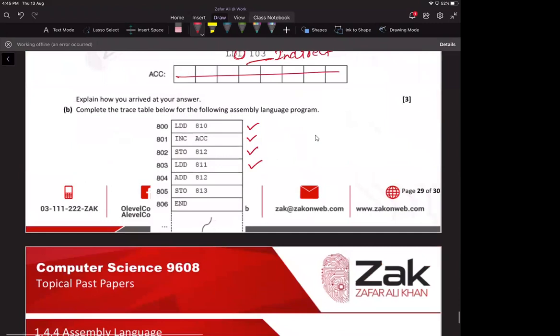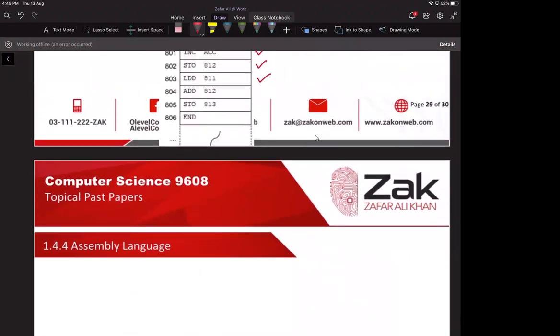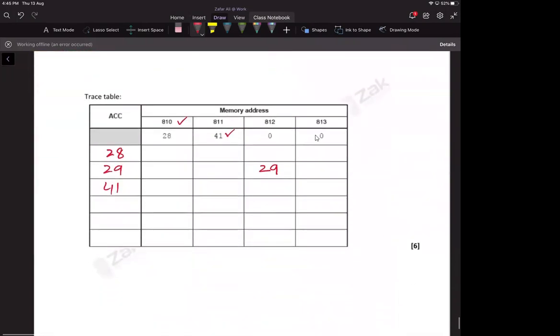So then it says LDD811. So what is that 811? 41. And this 41 is now loaded to what? Accumulator. LDD811. And then it says add the content of 812. So what is that 812? 29. So 41 plus 29 is equal to 70. All right. So this will be added and will be placed in accumulator. All right.